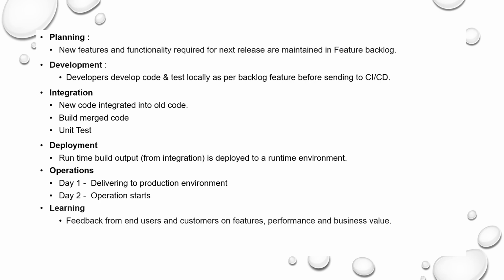Deployment. Runtime build output is deployed into a runtime environment. Operations. Day 1. Delivering to production environment. Day 2. Operation starts. Learning. Feedback from end users and customers on features, functionality, performance and business value. This is for continuous improvement.